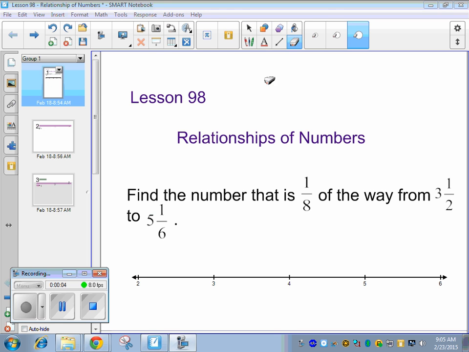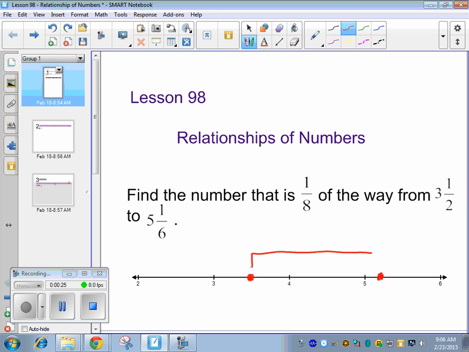Alright, so lesson 98, relationships of numbers. So we want to find the number that is 1/8 of the way from 3.5 to 5 and 1/6. Just for a little visual aid, I'm going to show you a graph of a number line. So we have 3.5 about right here, and 5 and 1/6 about right here.